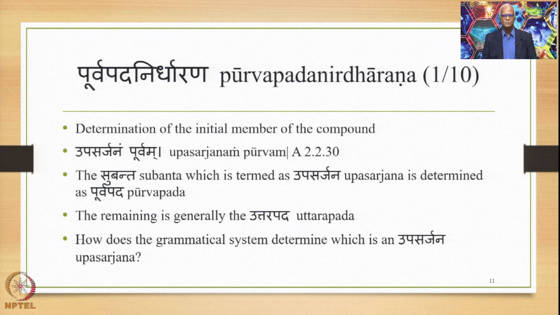After these two conditions, when the Laukika Vigraha gets transformed into the Alaukika Vigraha, the Samasa Saudhnya takes place. And then the Pratipadika Saudhnya takes place. And then, of course, the positioning of the constituents is also decided. So first, Purva Pada Nirdharana is decided. Let us look at how this is decided.